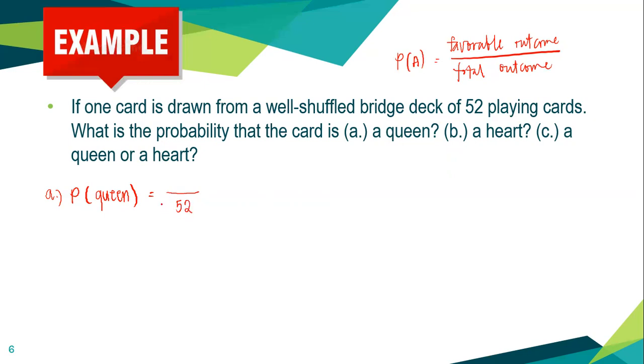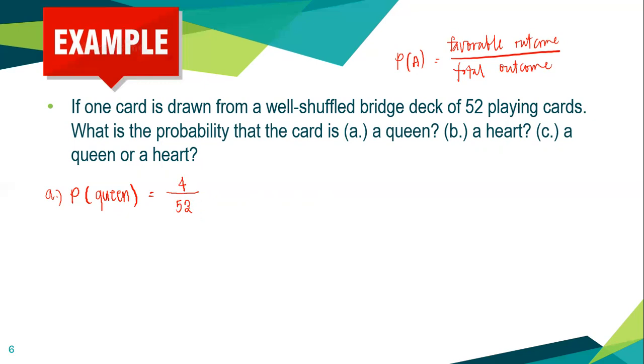Now let's go on solving for the favorable outcome. Ilang queen meron sa baraha? Ilang queen? We only have 4. Tama? Queen of hearts, queen of flowers, queen of diamond, and queen of spade.